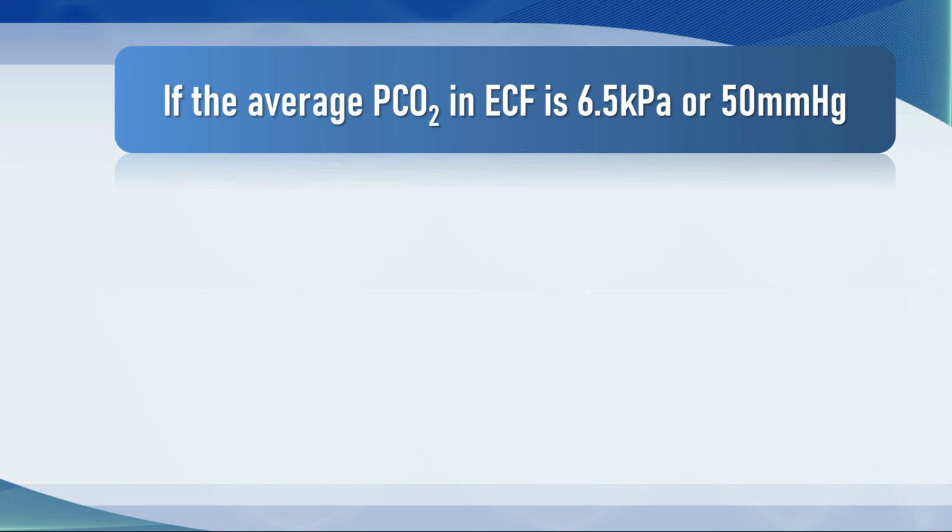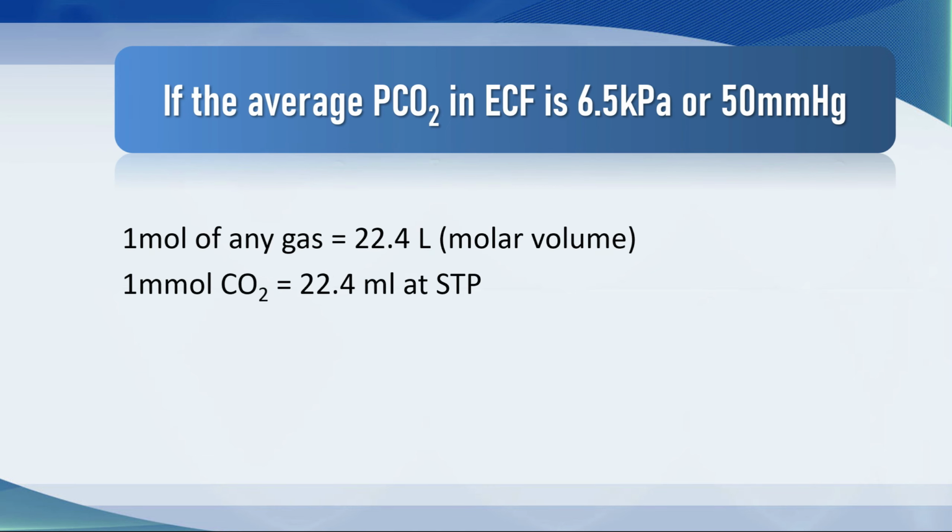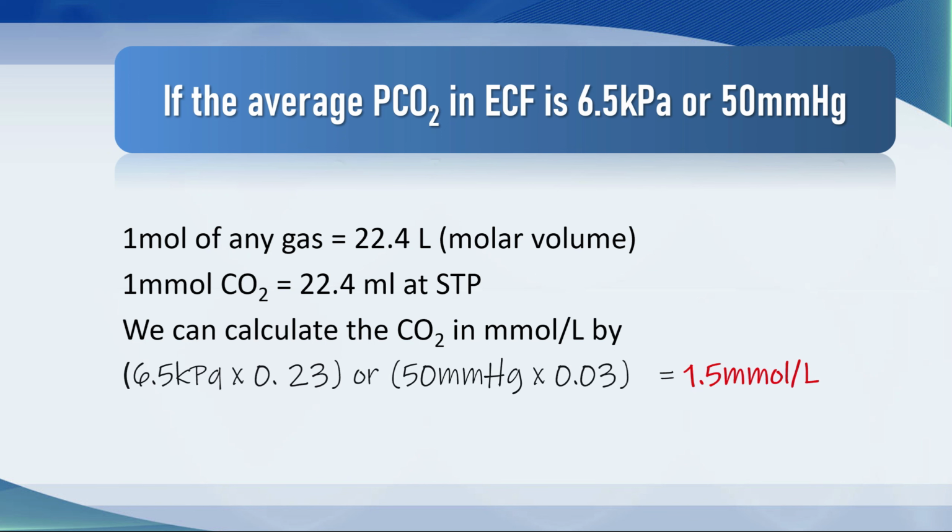From previous numbers, I've demonstrated that the average PCO2 is about 6.5 kilopascals or 50 millimeters of mercury across the entire extracellular fluid. And we can take our molar volume calculations to figure out how many millimoles of carbon dioxide are present. That's worked out by 6.5 multiplied by 0.23, that's in kilopascals, or 50 times 0.03, or 1.5 millimole per litre. So that's our average carbon dioxide concentration in extracellular fluid.